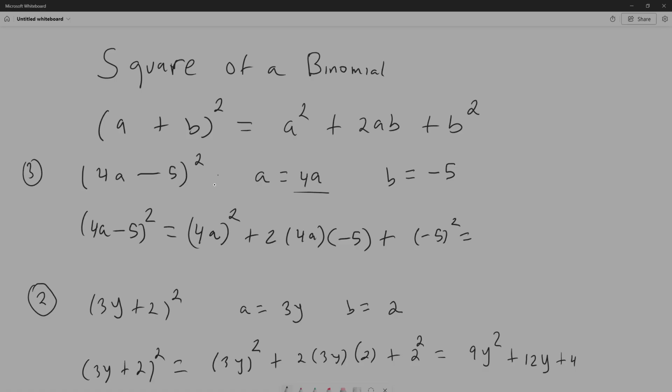So the whole thing, that's gonna be equal to 16a squared minus 40a plus 25.